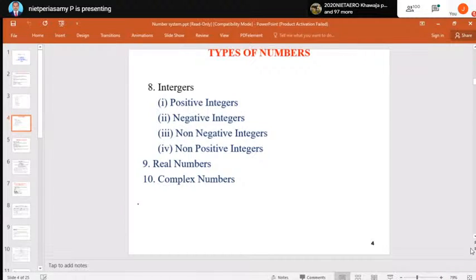Then the eighth one is integers. The integers are divided into four categories: positive integers, negative integers, non-negative integers, non-positive integers. The ninth one is real numbers.